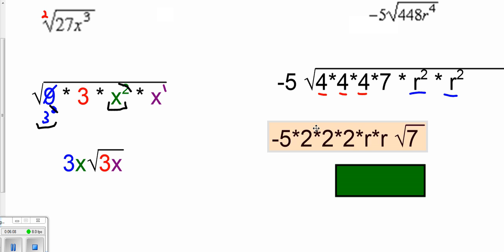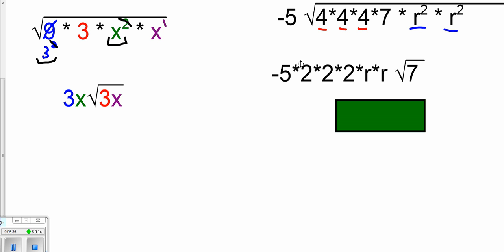So when we simplify this, square root of 4 is 2, square root of this 4 is 2, square root of this 4 is 2, square root of r squared is r, and square root of this r squared is r. So we move them to the outside, and it's now negative 5 times 2 times 2 times 2 times r times the square root of 7. That square root of 7 has to stay there.